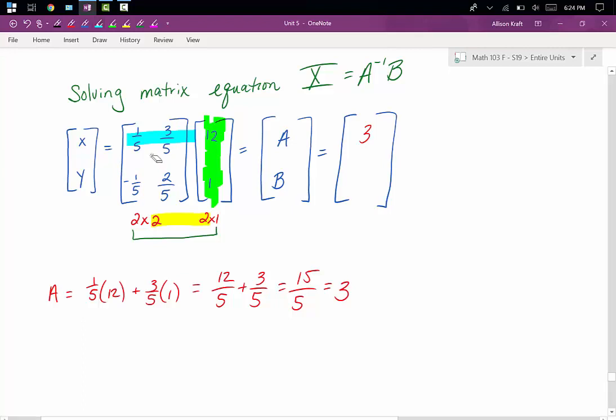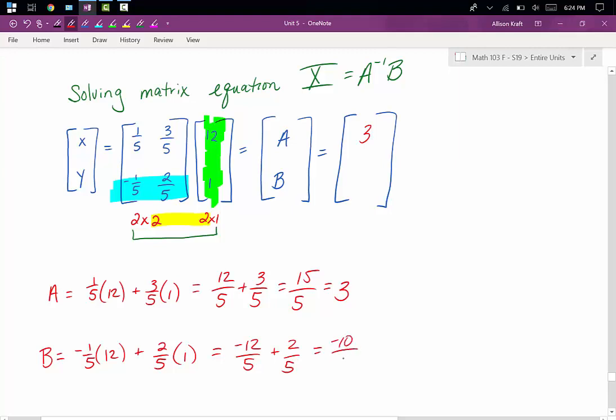And then our element B, it's positioned second row, first column. So we'll be multiplying the second row of the first matrix with the first column of the second matrix. Element B is going to be negative 1/5 times 12 plus 2/5 times 1. That's negative 12/5 plus 2/5, negative 10/5, which is negative 2.